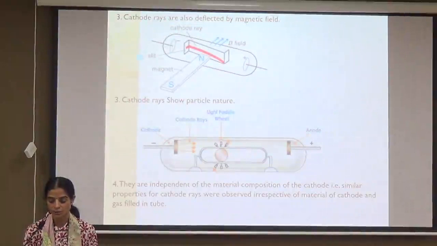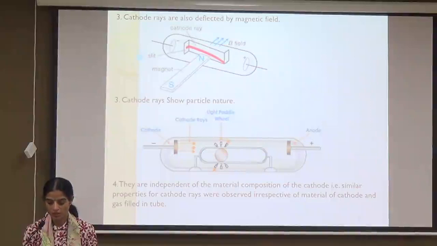Cathode rays show particle nature. They are independent of the material composition of the cathode. That is, similar properties for cathode rays were observed irrespective of the material of cathode and the gas filled in the discharge tube.